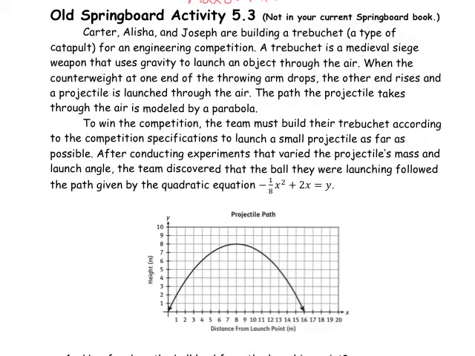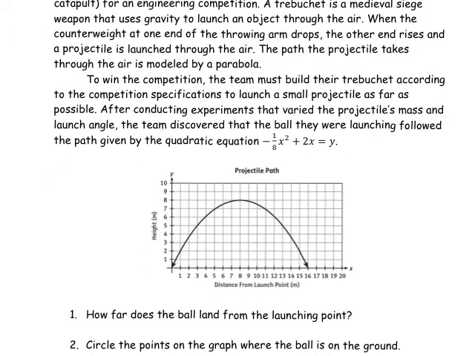To win the competition, the team must build their trebuchet according to the competition specifications to launch a small projectile as far as possible. After conducting experiments that varied the projectile's mass and the launch angle, the team discovered that the ball they were launching followed the path given by the quadratic equation. So there's our quadratic equation, which you can see is in standard form.